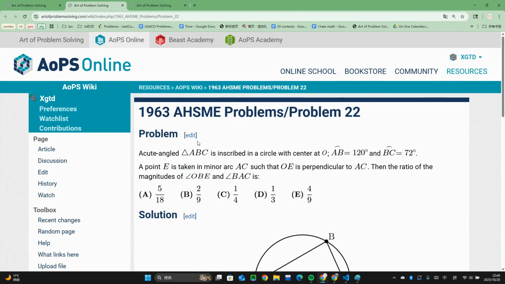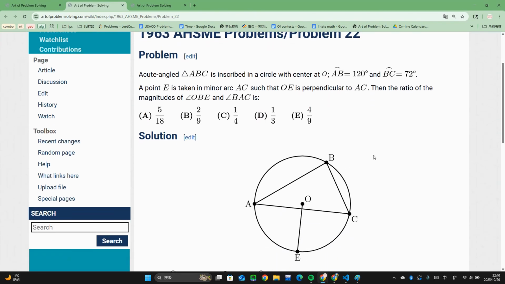So we're starting with this problem. AHSME problem 22 of 1963. Read the problem yourself and pause the video, see if you can solve it by yourself. And there's also a graph down here that doesn't have any information, so you can just use it.